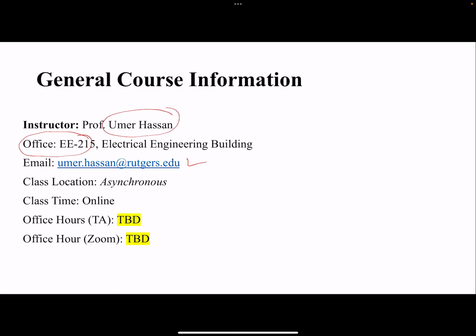In terms of my office hours, I will get back to you with specific office hours every week. In the meantime, please always feel free to send me an email. Just send me an email, and I would be more than happy to schedule a one-on-one meeting with you to discuss any of the concepts that you are struggling with, or if you need any help.